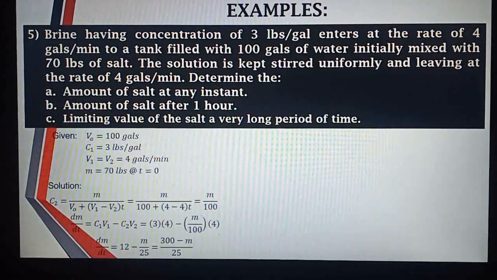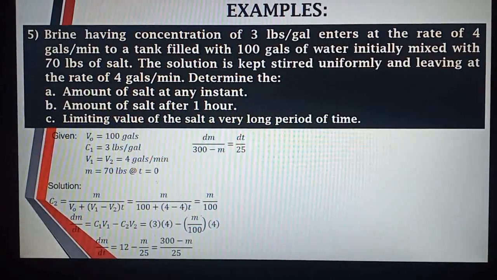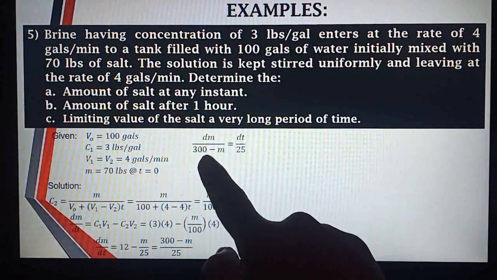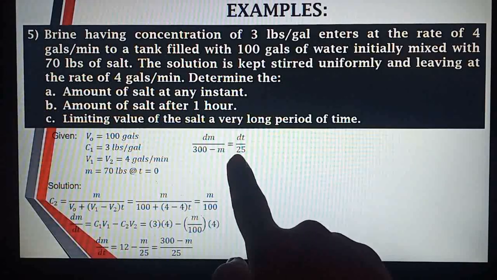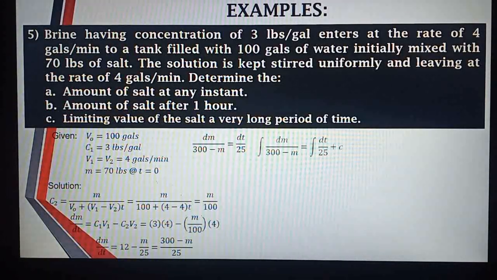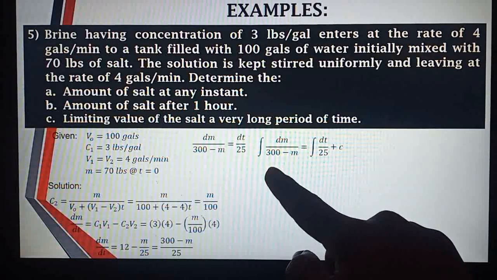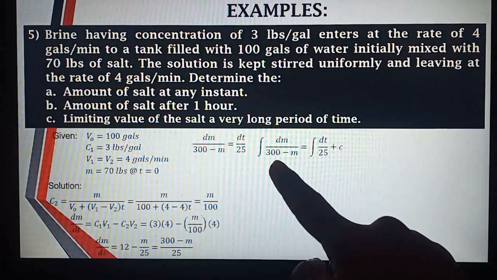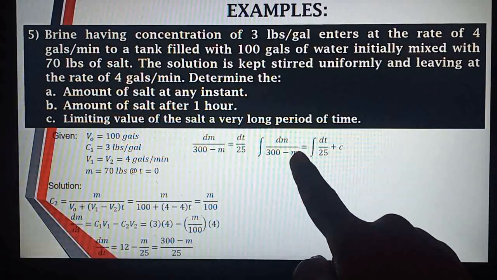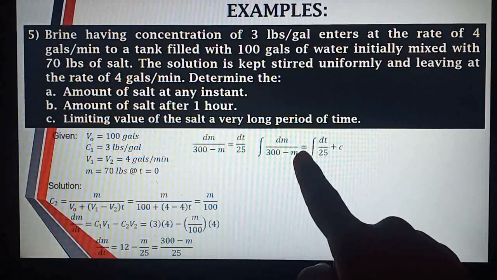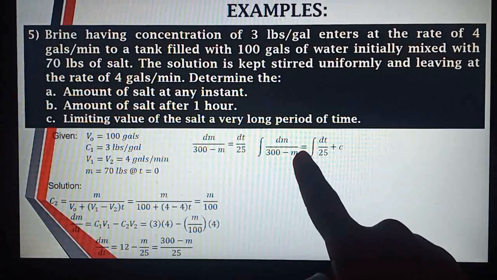Now, we can use separation of variables. It becomes dm over 300 minus m equated to dt over 25. Then, we can now integrate. Now, when we integrate, you will now have the integral of dm over 300 minus m equated to the integral of dt over 25 plus c.